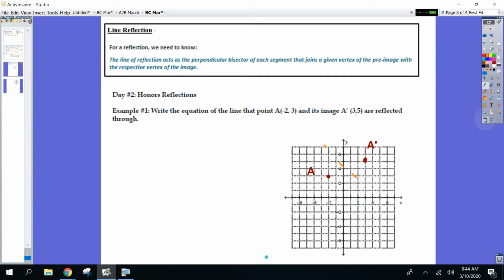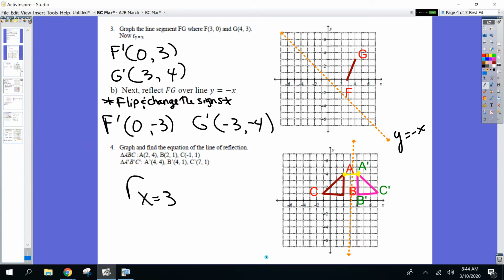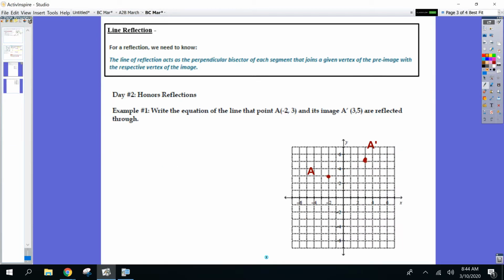This is where it's going to get a little tougher, because it's not vertical or horizontal. But going back to a concept we talked about yesterday, if I connect a pre-image and image point, what's the line of reflection acting as? Perpendicular bisector, correct? So, going back to our problem for today, number 1, the line of reflection here is going to act as the what again? For segment AA prime. So the line of reflection is going to equal the perpendicular bisector of AA prime.